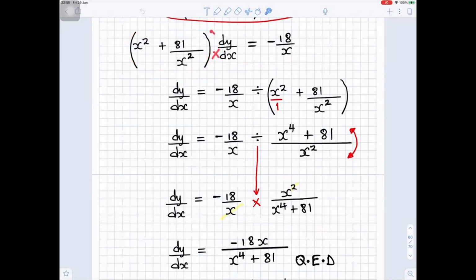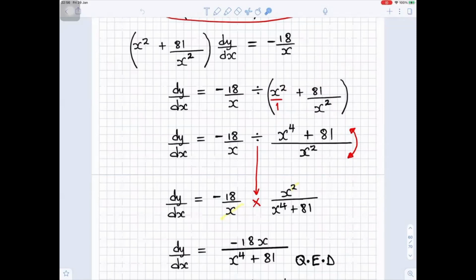Watch this again. Everything in the bracket goes to the right, it becomes divide. So it's minus 18 over x divided by x squared over 1 plus 81 over x squared. I put the 1 underneath because it makes it easier for you to see it's a fraction. Now we want to add what is in the bracket. There are two fractions, and we want to add them to make one fraction.